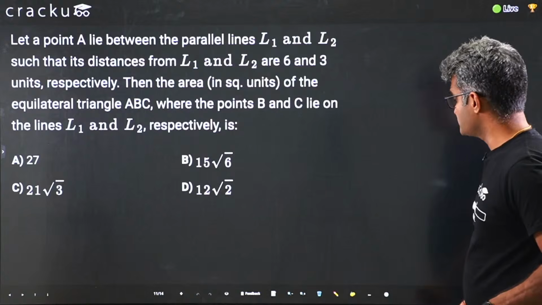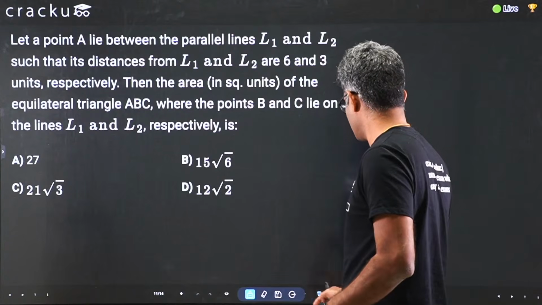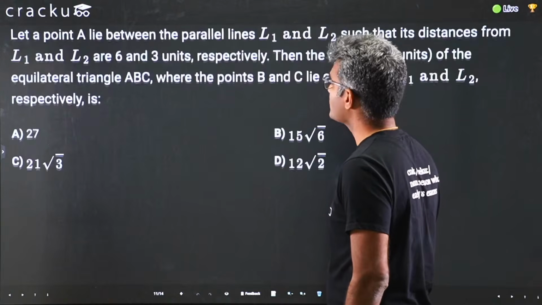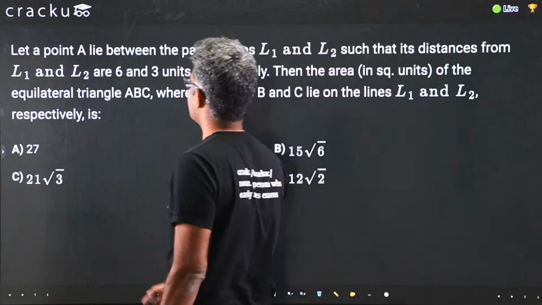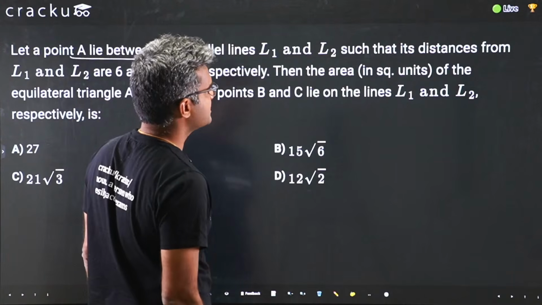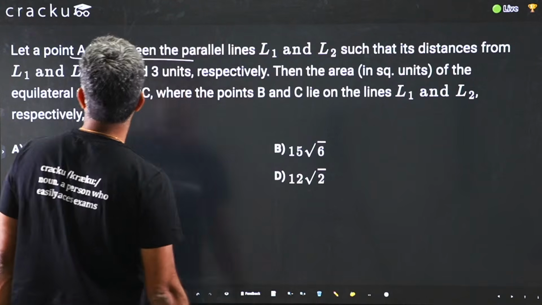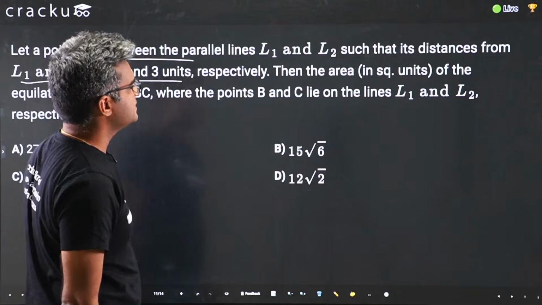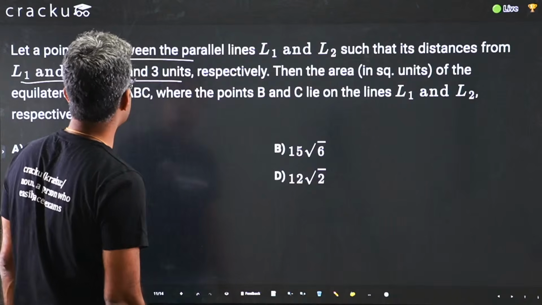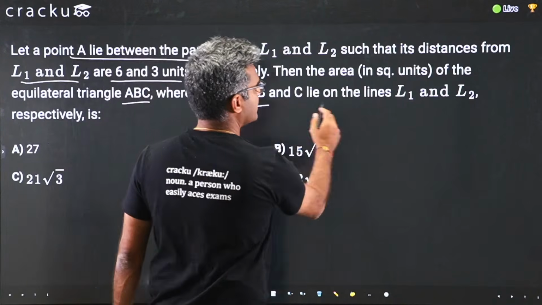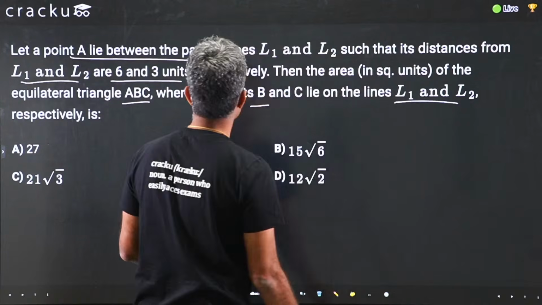Okay, let us try to solve this question, guys. In this question we are told that there is a point A which lies between two parallel lines L1 and L2 such that its distances from L1 and L2 are given to be 6 and 3 units respectively. Then the area in square units of the equilateral triangle ABC where the points B and C lie on lines L1 and L2 respectively is.